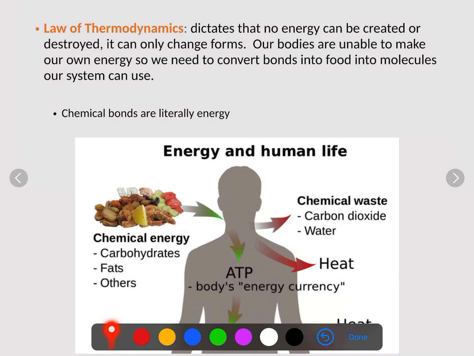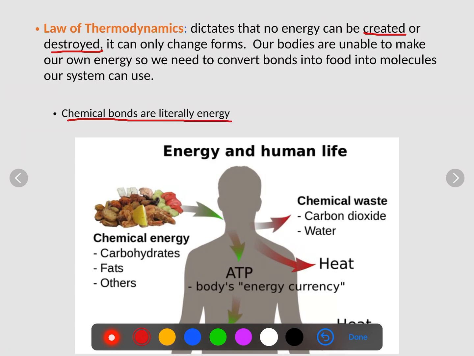Now, this brings us to the law of thermodynamics. Energy is not just created out of thin air. The law of thermodynamics dictates that no energy can be created or destroyed. It can only change forms. Our bodies are unable to make their own energy, so we need to convert bonds in food into molecules our systems can use. And this is very important.